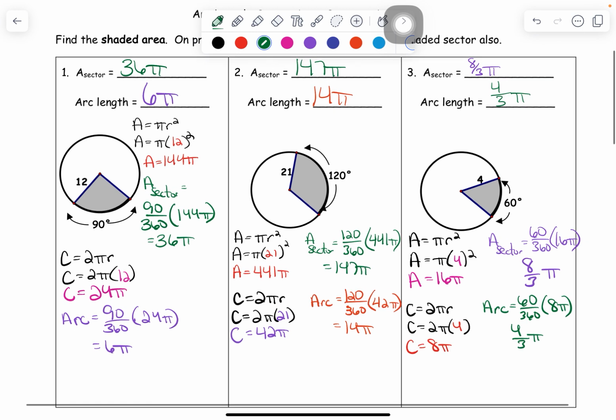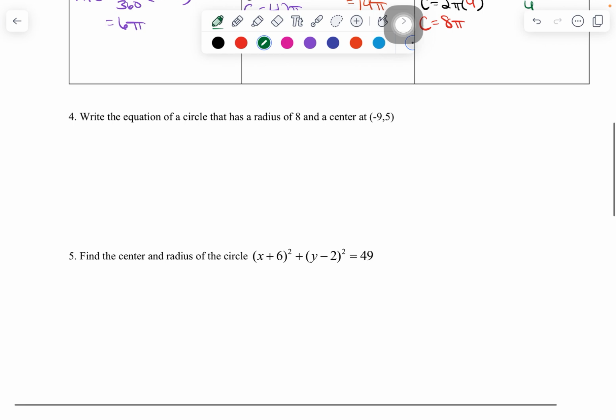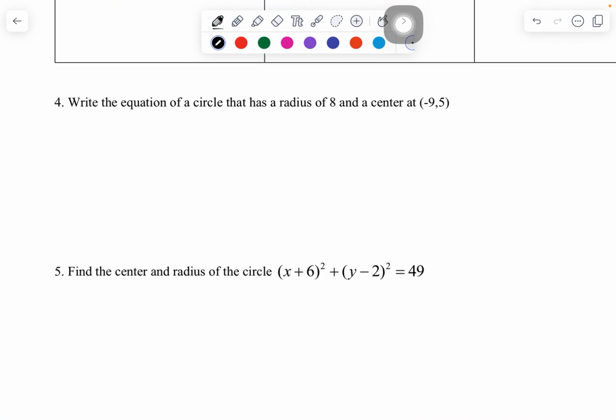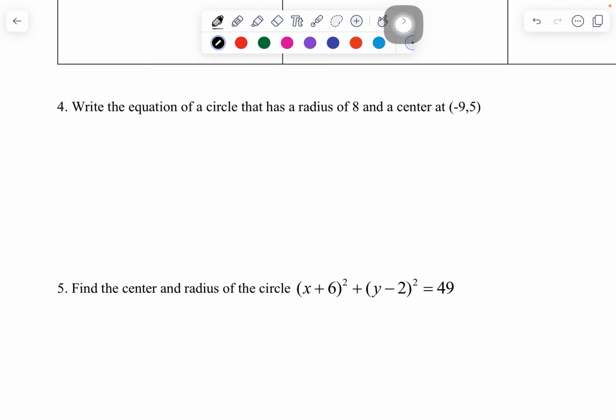All right, so there's questions 1, 2, and 3. Every single one of them, I'm finding circumference, I'm finding area, and then to find arc length, I'm taking the circumference times some fraction. For sector area, I'm taking the fraction times the area. So that's 1, 2, and 3 for all the new stuff. Question 4 and then question 5, a little bit of throwback to the equation piece of things. Question number 4 says to write the equation of a circle with a radius of 8 and a center of -9, 5. Nothing here talks about standard form versus general form, so I'm just going to use standard form here.